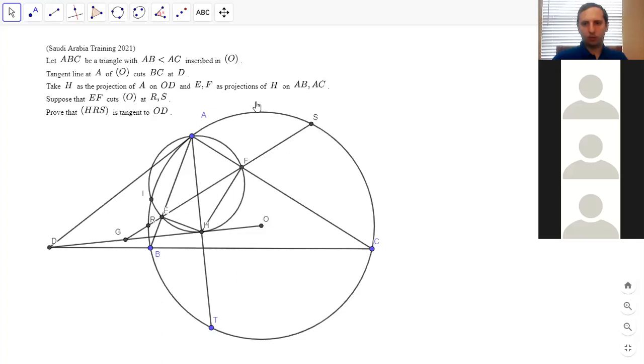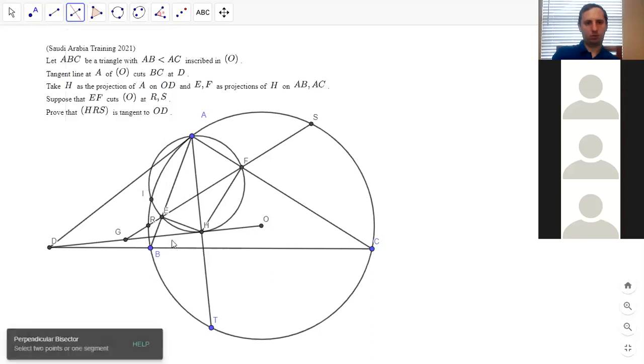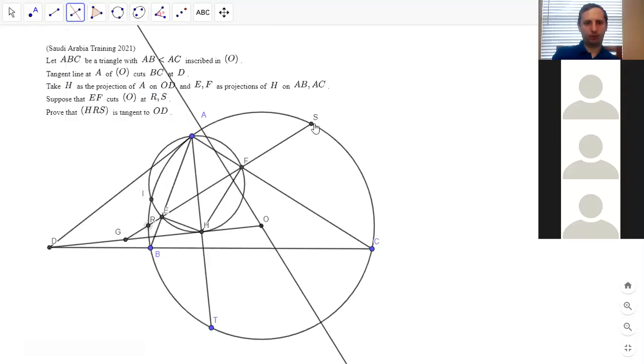Let's see. So angle RDO equals angle RSD. AO is the perpendicular bisector of RS. Is that true? Really? Oh, actually, I know O is on the perpendicular bisector, but no, AO is not the perpendicular bisector of RS. Is G the midpoint of BH?